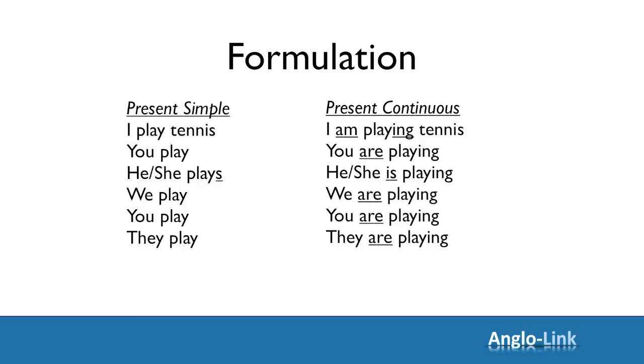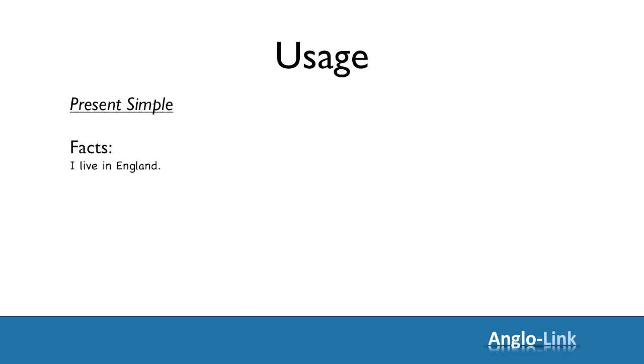Right, now the main part, usage. When do we use present simple and when do we use present continuous? So, present simple is used to indicate facts and habits, things that are always true. General facts. For example, I live in England. And you? Where do you live? I like ice cream. And you? What do you like? It rains a lot here. And where you are? Does it rain a lot?